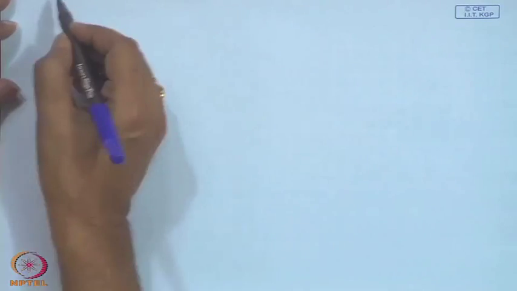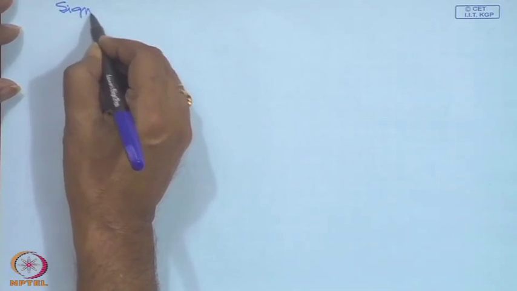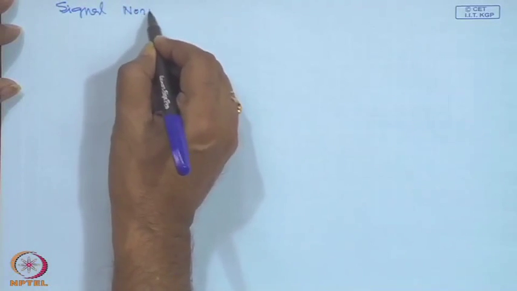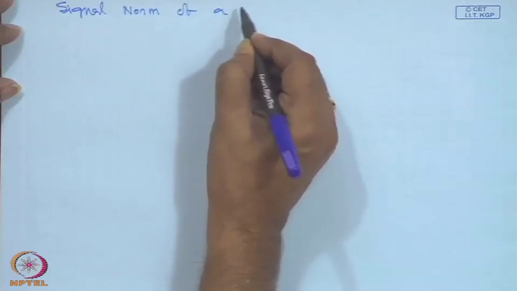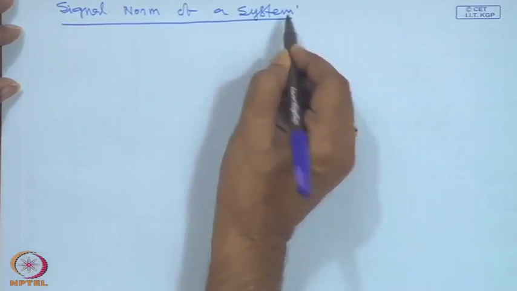So, next, straight away we will come to the system norm. Signal norm of a system. Now, we are coming to the system.